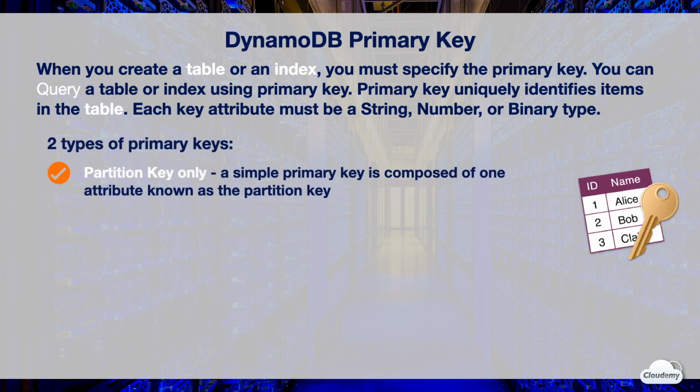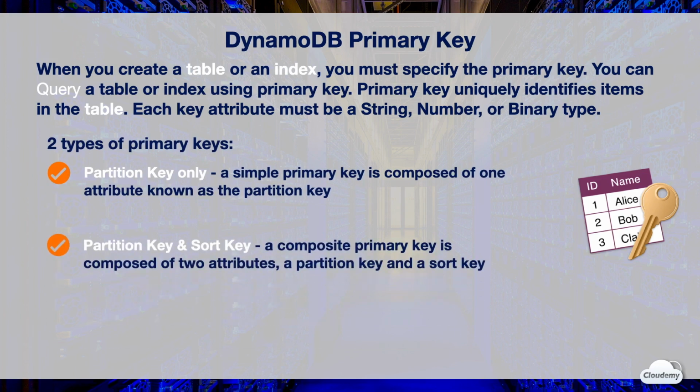A simple primary key is made of one attribute, which is the partition key. For example, you can use employee ID as the primary key to uniquely identify an employee. A composite primary key is composed of two attributes, a partition key and a sort key. A composite primary key gives you additional flexibility when querying data. For example, in the employees table, you can have a department name and employee ID as the composite primary key. You can retrieve all employees from the same department by providing only the department name. You can also retrieve a subset of employees from that department by providing the department name and a range of employee IDs.